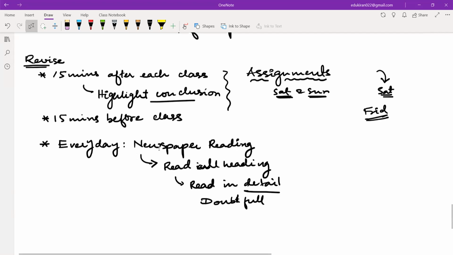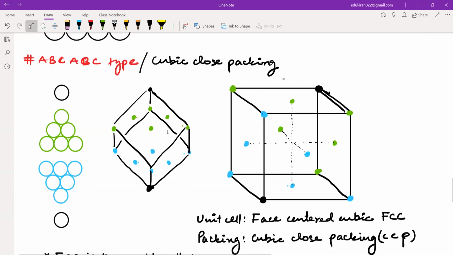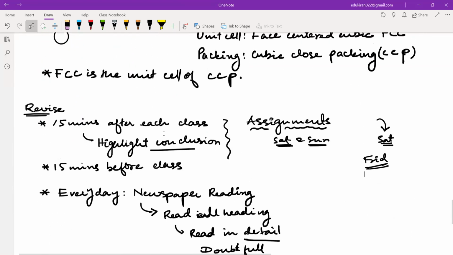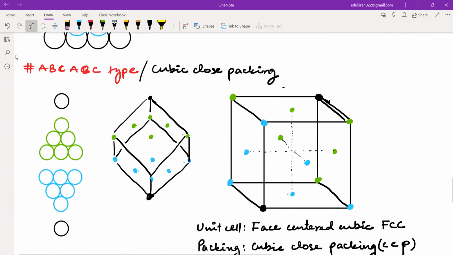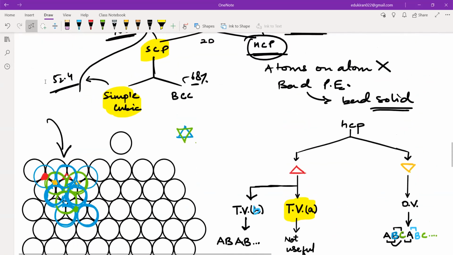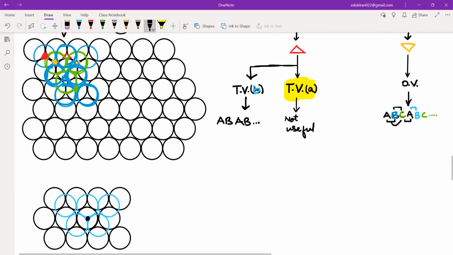Now moving on to today's class. So ABC cubic close packing, unit cell we have seen, packing we have seen, FCC is the unit cell of CCP. Let me copy these parts and move on. Achha, there is one point that I wanted to write here. If you have some space, even one line, then write one point here that is important.